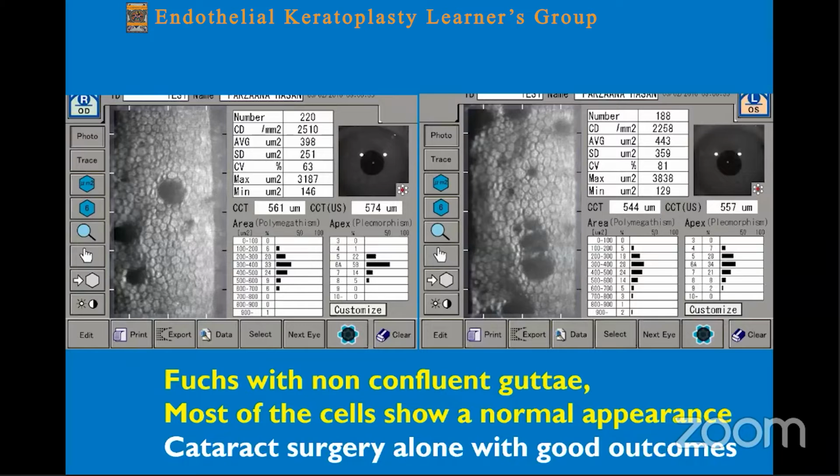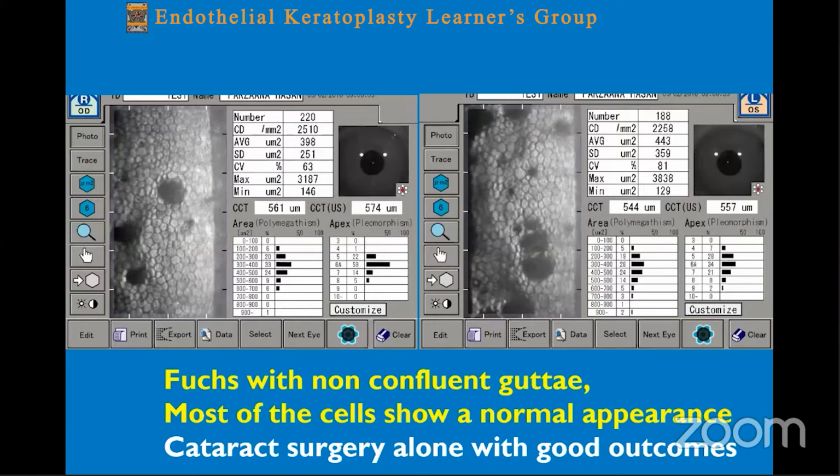The right eye shows few dropout areas, few guttae, and the left eye also shows more numerous guttae. Now, this is a case of Fuchs with non-confluent guttae. Most of the cells in between the guttae are of normal appearance, and in this image, even though because of guttae some areas show a dropout area, this can be analyzed, and this is quite reliable.